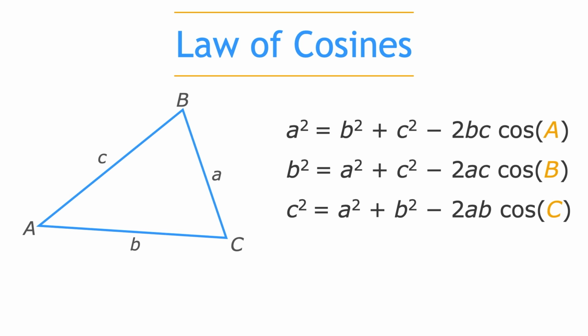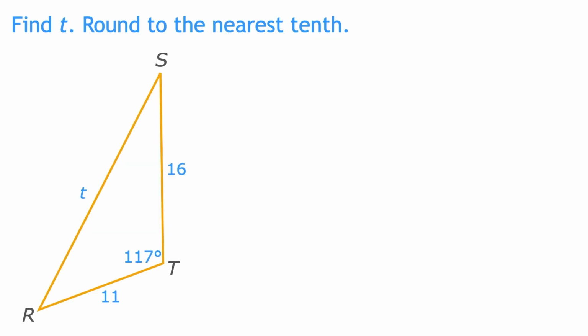Let's use the law of cosines in some example problems. Here, we have a triangle where we know two side lengths and the measure of the angle formed by those side lengths. We want to find the length of side t. This is one of those cases where we can use the law of cosines, so let's set up a formula to solve for t. Since we're looking for t, our formula should be t squared equals r squared plus s squared minus 2 times r times s times the cosine of angle t.